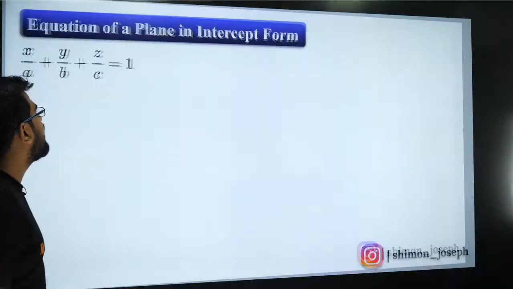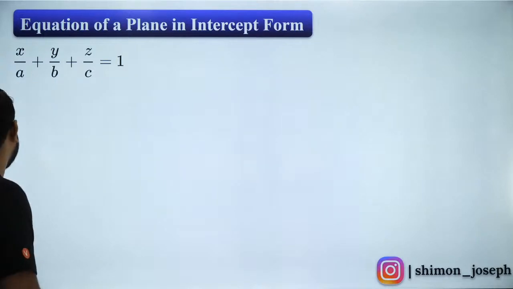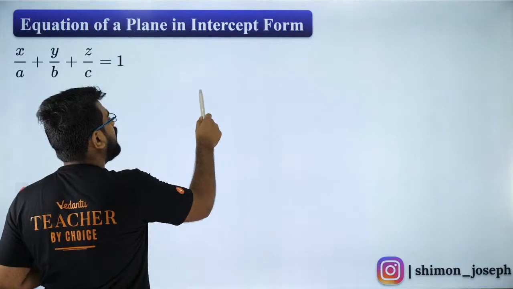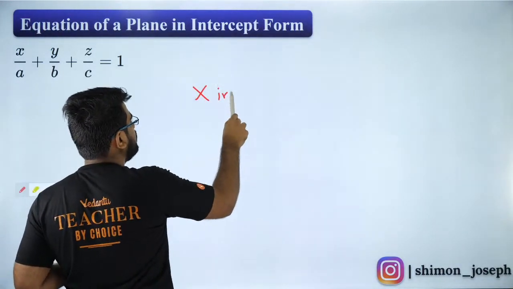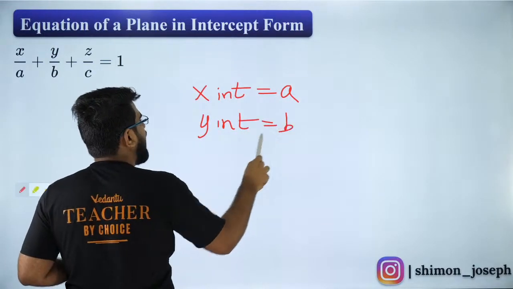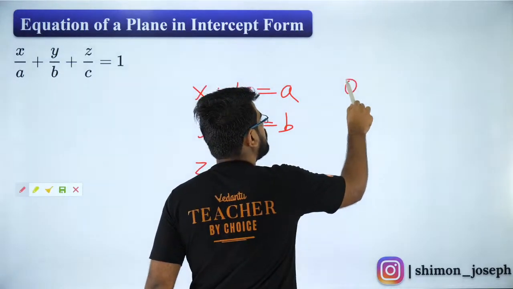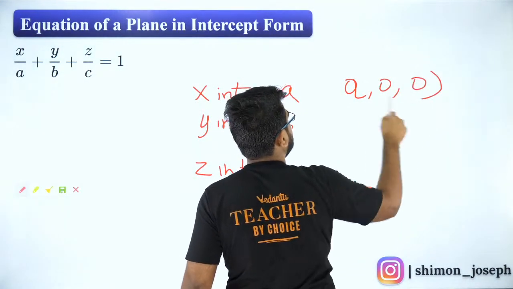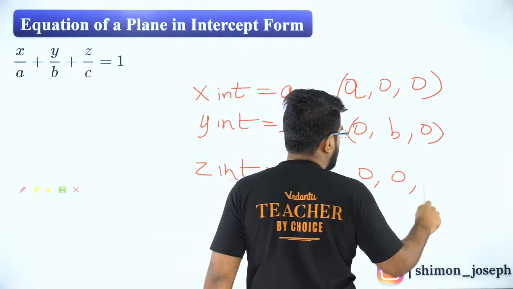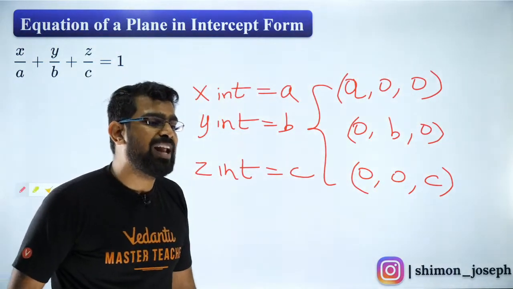We will go ahead to the next concept, which is nothing but equation of a plane in intercept form. So this is used when you have a plane and that plane makes an x-intercept of a and y-intercept of b and z-intercept of c. What do you mean by that? That means the plane passes through (a, 0, 0) and the plane passes through (0, b, 0) and the plane passes through (0, 0, c). So these 3 points are on my plane.